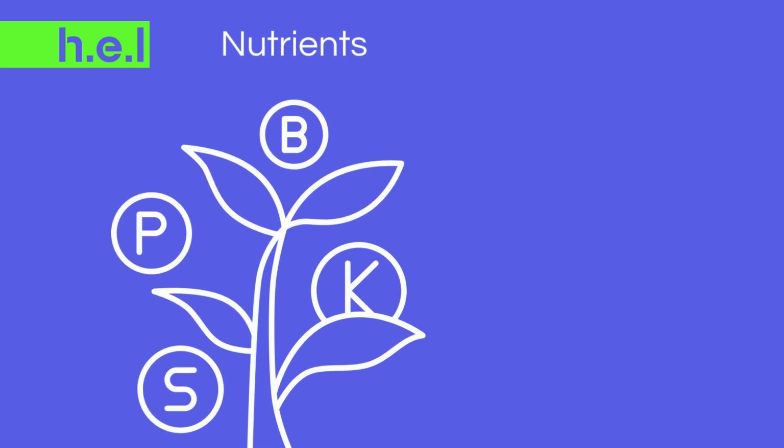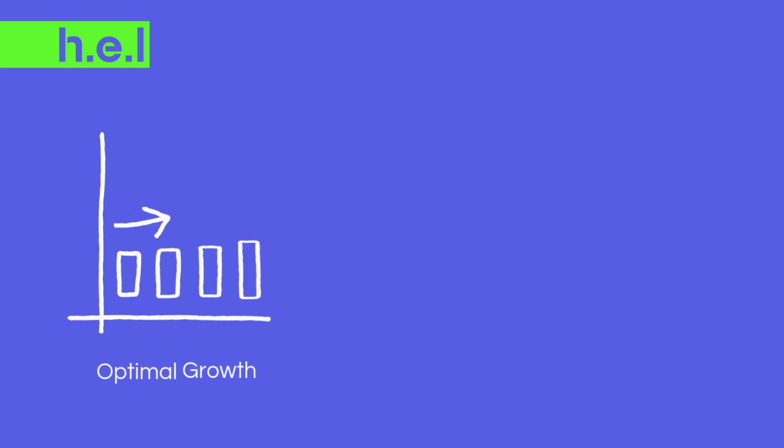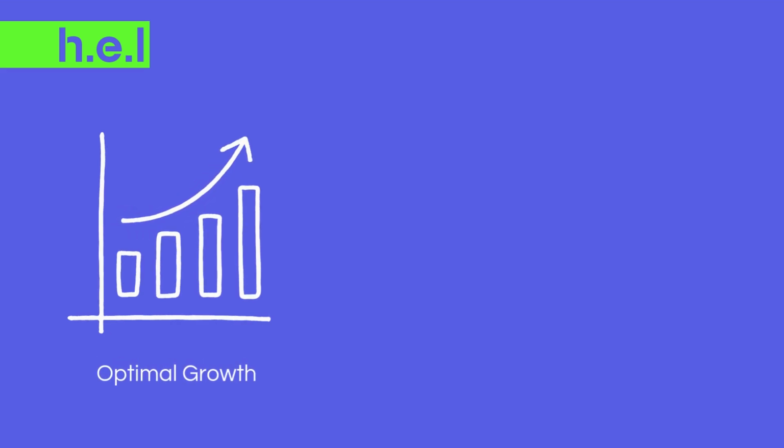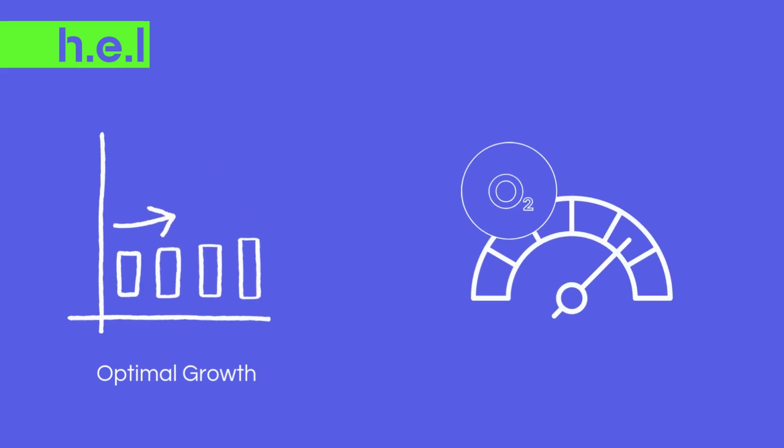Nutrients are oftentimes limiting factors in our fermentations and bioprocesses, and oxygen is not an exception. For optimal growth, it is fundamental that we maintain oxygen levels above a critical threshold specific to the organisms that we are going to be using.